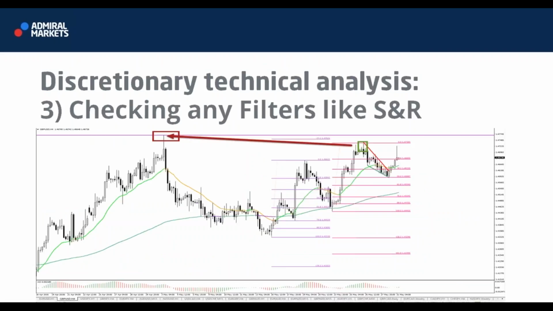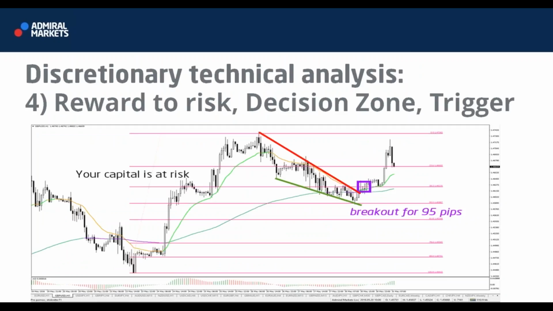Thirdly, what could be blocking a trade from materializing? Is there, for instance, a big news event that we want to be careful of, or is there some big support or resistance level nearby? And fourthly, if the first three steps are all good to go, then we're looking at where to trade it and how to trade it and what kind of reward to risk is available at that spot.